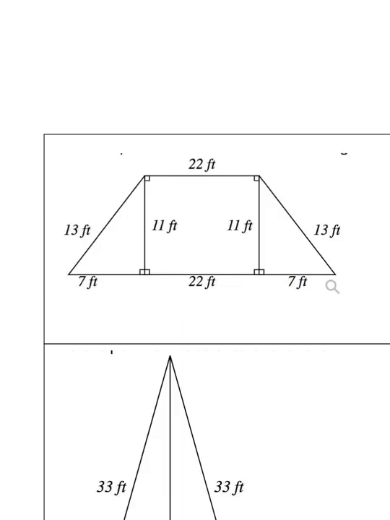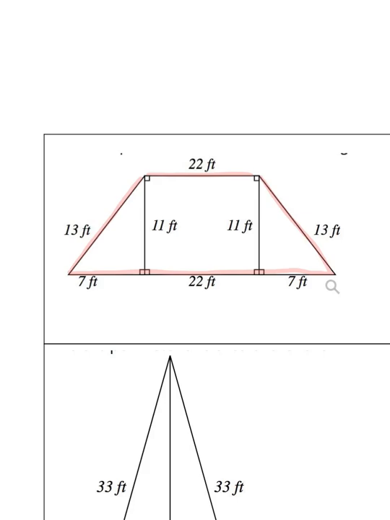Okay, the perimeter for this trapezoid problem right here, we are not missing any pieces. So if I highlight all the way around, I'm just going to add up 13 plus 22 plus 13, all the way across the bottom, plus 7 plus 22 plus 7. All right, these heights, this 11 and this 11, are not part of the perimeter.